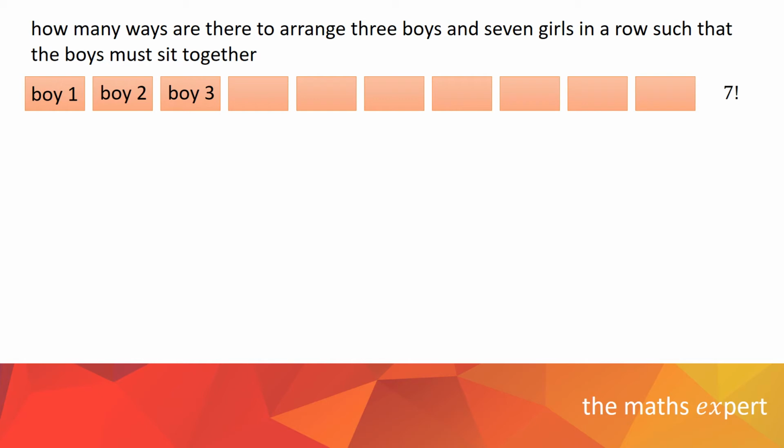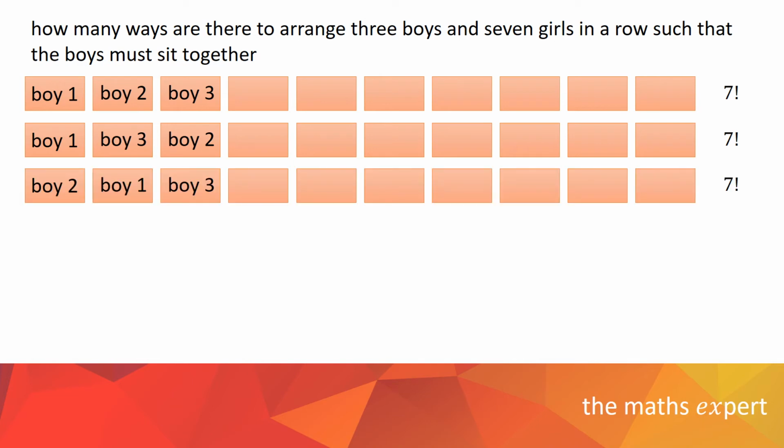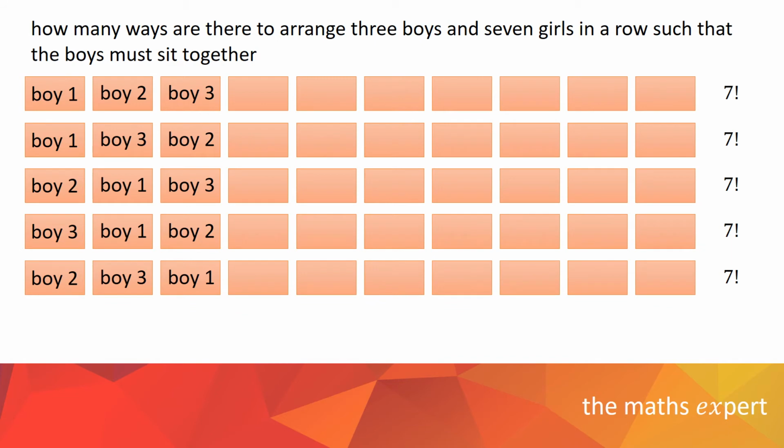Next, I can switch the boys around, but keeping them on the left-hand side. And again, there will be 7 factorial ways the girls can fit with them. I can do this again, and it will still be 7 factorial, and so on, until I get 6 different lots of 7 factorial.